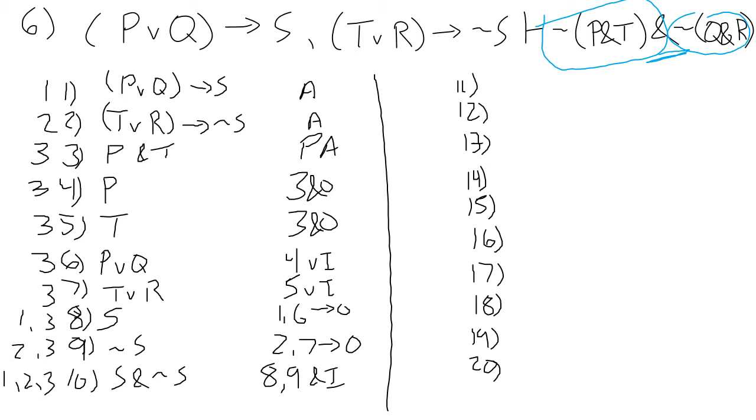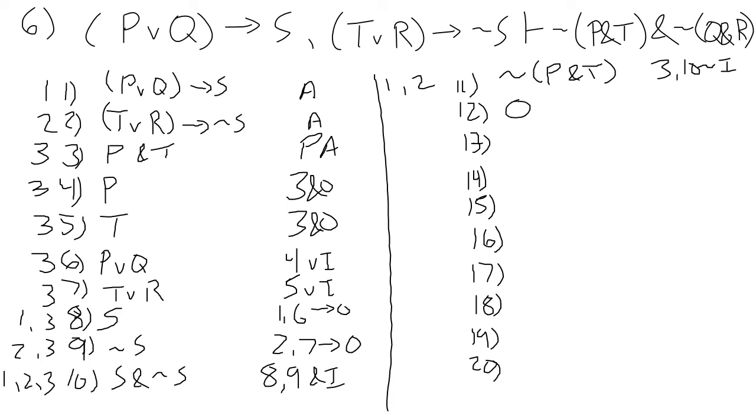Now I can tilde n on my P and T from 3 and 10. Tilde n be 1 and 2. The 3 drops out, and then we're just going to repeat the same exact thing we just did, but using Q and R.